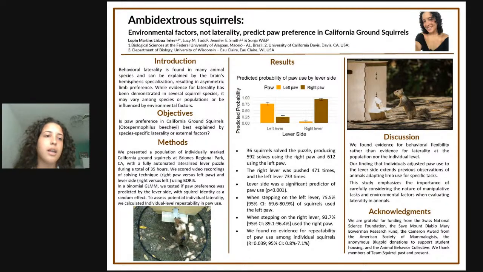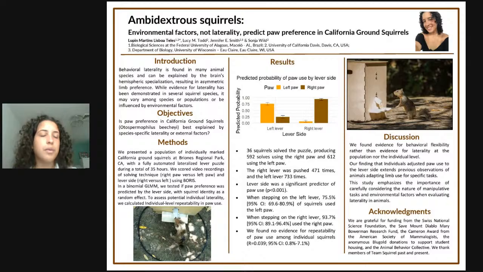So in this research, we wanted to assess if California ground squirrels' paw preference could be best explained by species-specific laterality, where we would see a preference for one of their paws at a population level, or due to external factors. For the methods, we used a population of individually marked California ground squirrels at Briones Regional Park in California, and we showed them a fully automated lateralized lever puzzle where we had a horizontal lever that could be pushed either to the left or to the right.